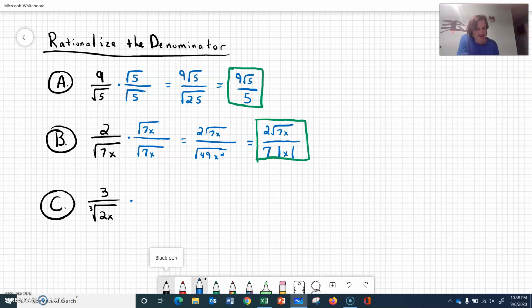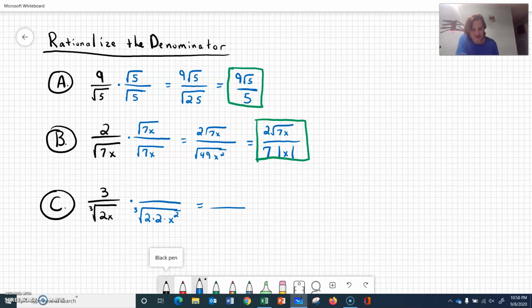Okay, part C, the last one here, is 3 over the cube root of 2x. So remember, a cube root means I need to have 3 like things for it to work. So I have a single 2, so I need 2 2's under there, which I could write as 4. And I have a single x, so I need 2 more x's, so I need an x squared. So I'm going to multiply the bottom by the cube root of 4x squared.